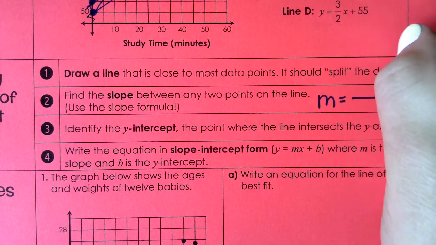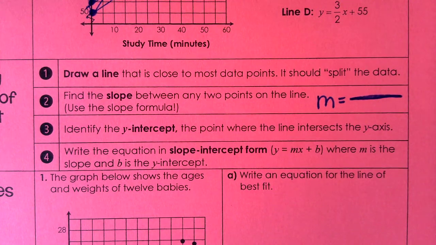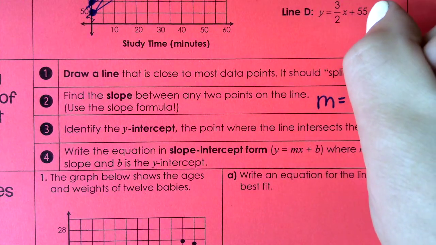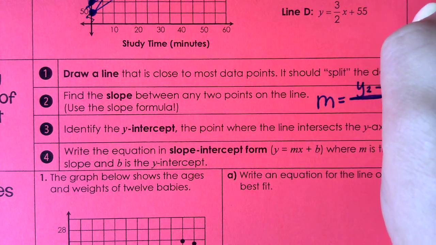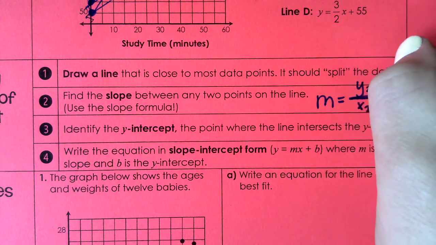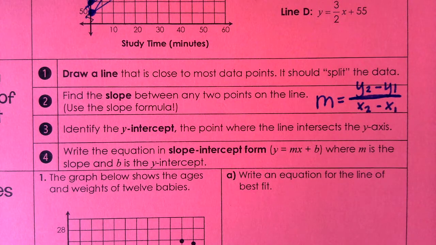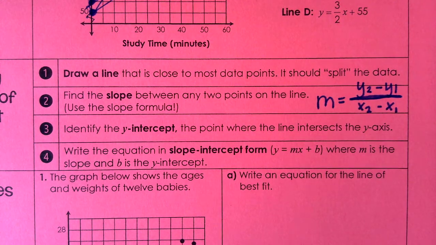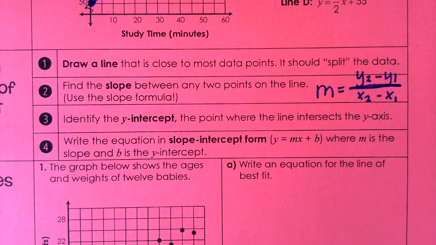So it's m equals, we have 2 points, so we're going to have y2 minus y1 over x2 minus x1. Okay? Then you're going to identify the y-intercept, the point where the line intersects the y-axis, and you're going to write an equation in that y equals mx plus b form.